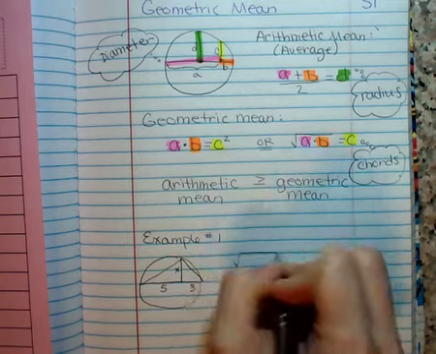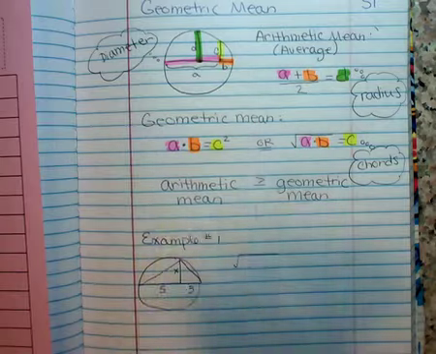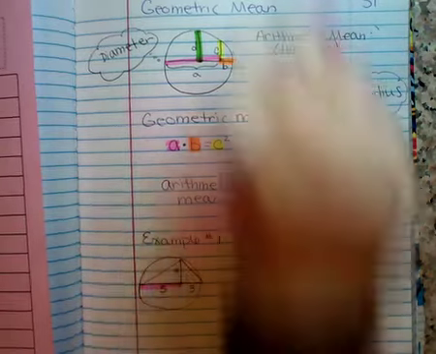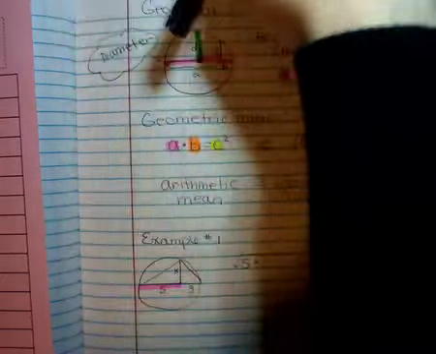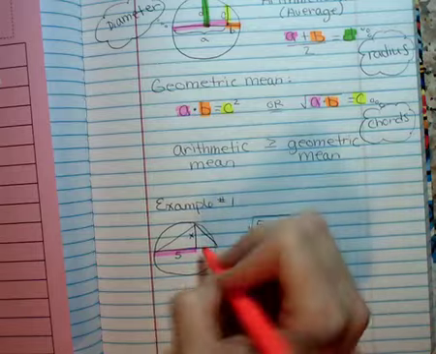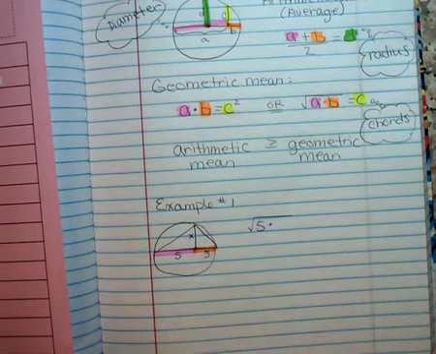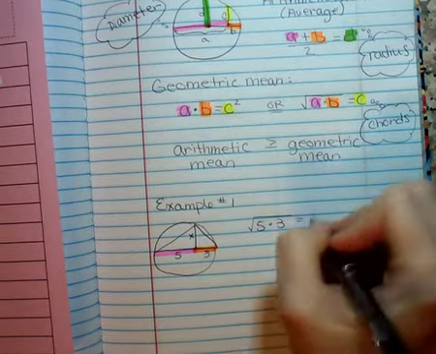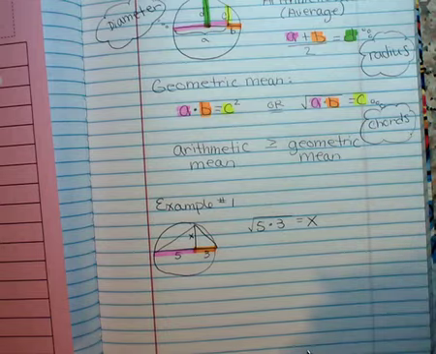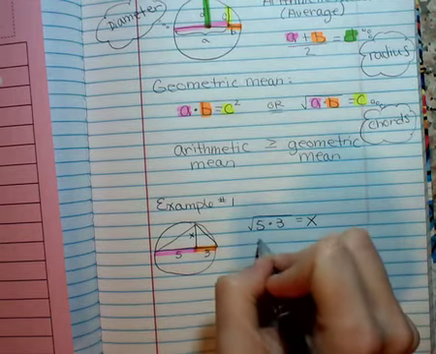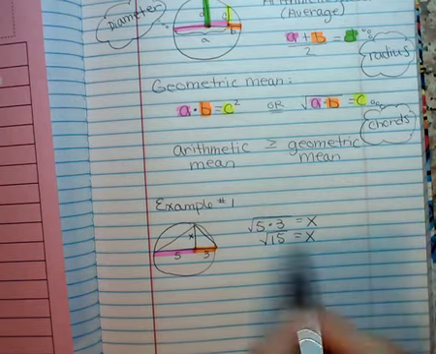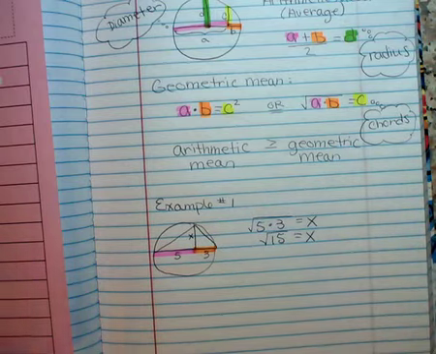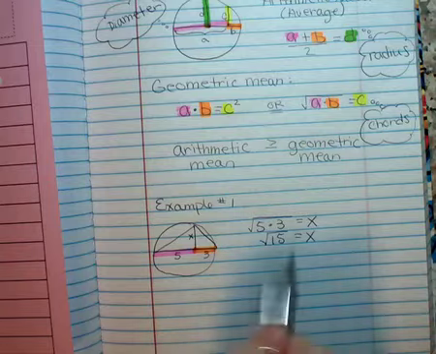So in this problem, A is 5, times B is 3, and that should equal X when we find the square root of that. So we can multiply 5 times 3 and get the square root of 15. And 15 does not simplify. The square root of 15 does not simplify, so we can just leave it as the square root of 15.